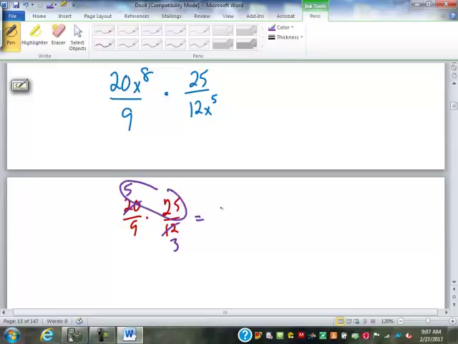5 times 25 is 125, and 9 times 3, 27. So I'd make that 4 and 17 27ths. Say no. No. Because there's variables involved, we cannot do that. This is going to stay 125 over 27. Then what?